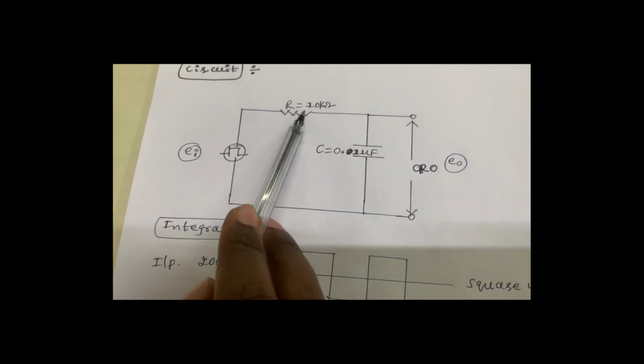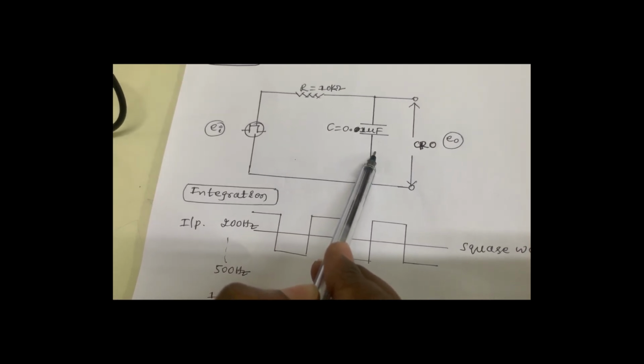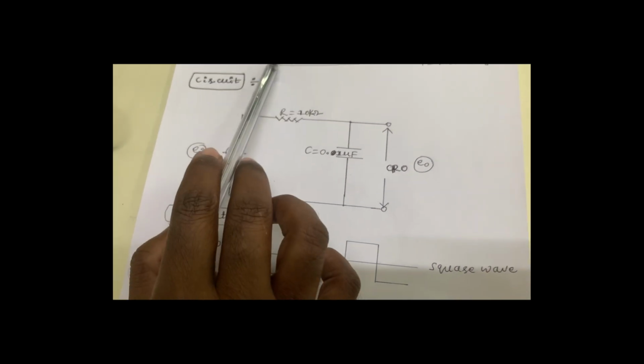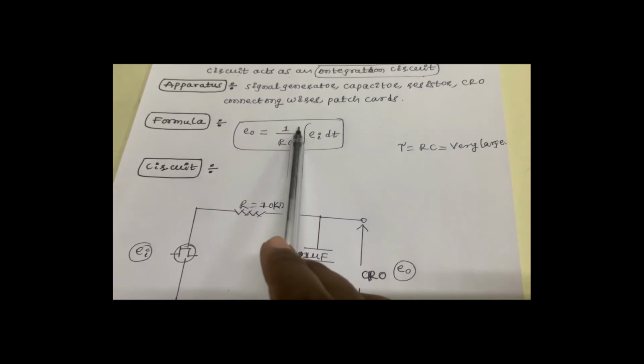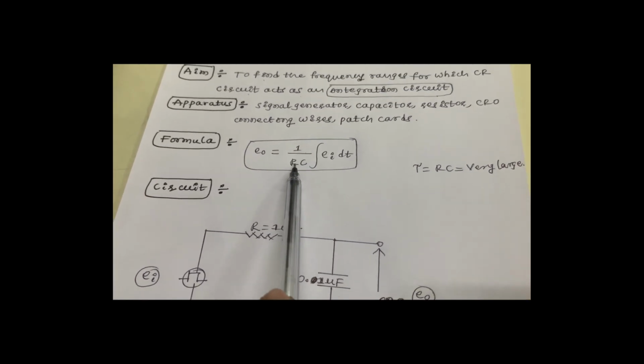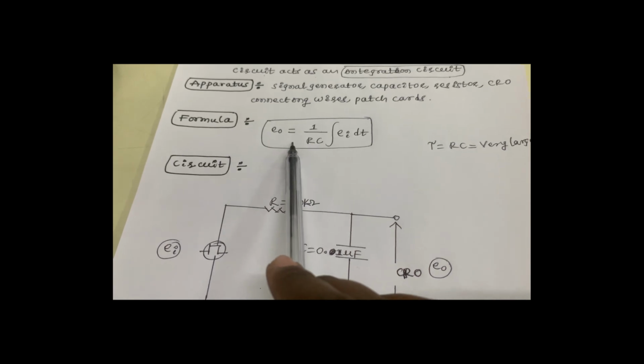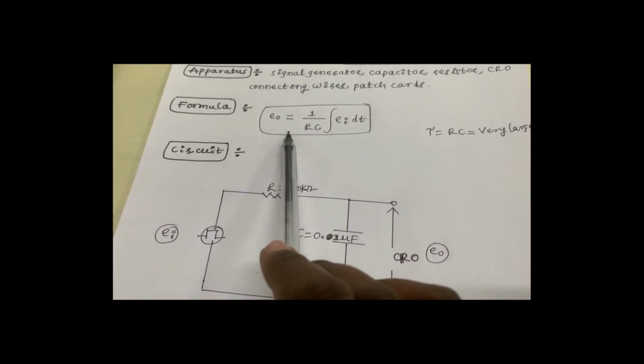In a differentiator, we take the output across the resistor. In an integrator, we take the output across the capacitor. Why? There is a formula: E output is equal to 1 by RC times the time integral of the input. When RC is very large, 1 by RC will be a small value. Therefore, E output is directly proportional to the time derivative of the input. Clear? Now we will see the circuit diagram.